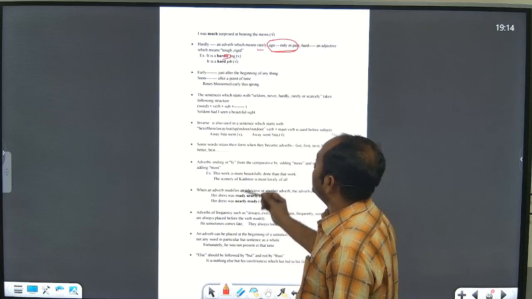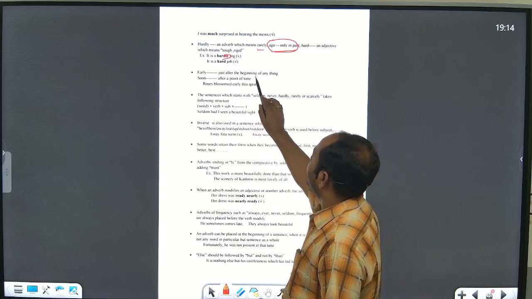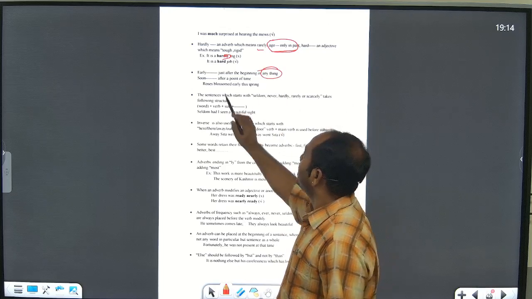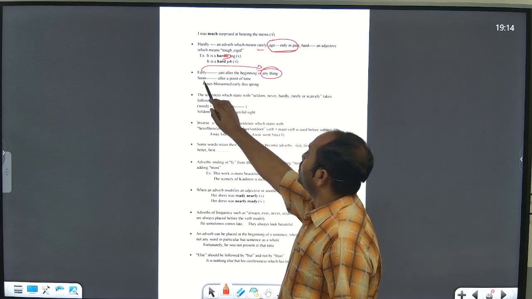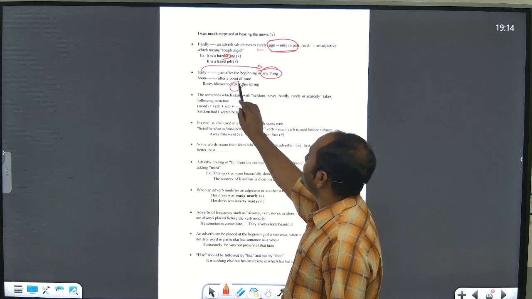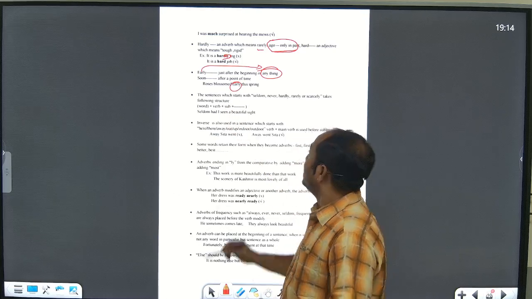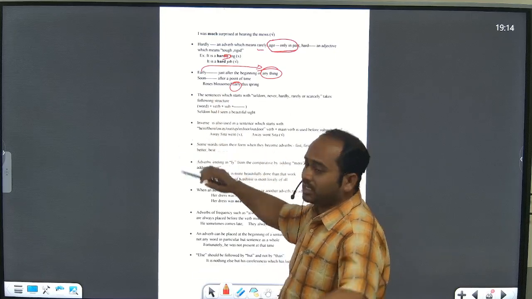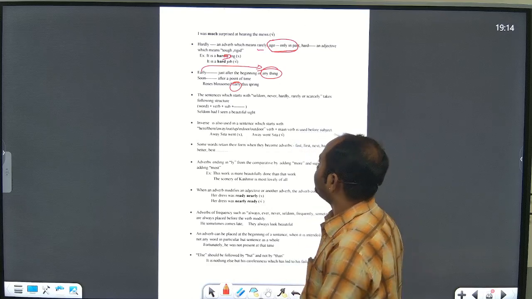Okay. Next, early, just after the beginning of anything. You can use early. The meaning of early is the beginning of anything. Soon means after a point of time. "Roses blossomed early this spring." That means after a particular time, after the beginning of a short time, we should use early. Soon means after a long time.